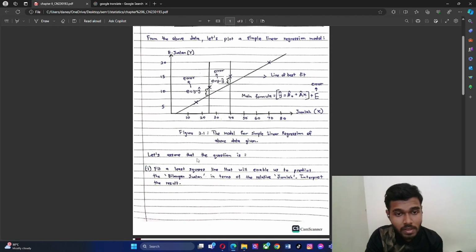This is the main formula for this whole chapter. After that, let's assume that the question is: fit a least squares line that will enable us to predict the bilangan jualan in terms of the relative jumlah. Interpret the result.